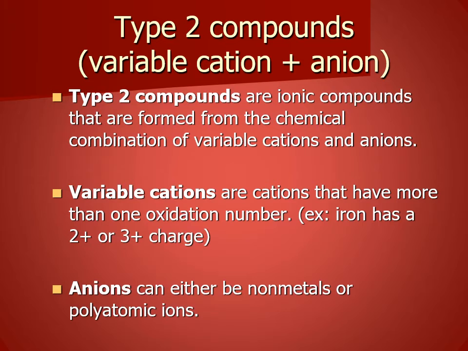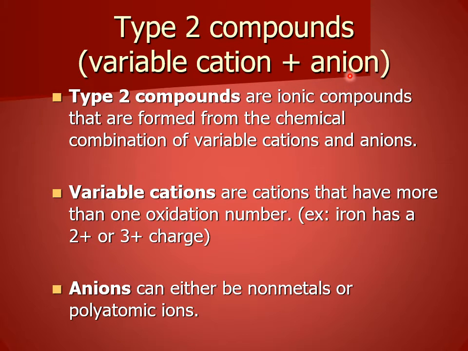Type 2 compounds will be unique in that they will start with a variable cation. This is one of that table B set of ions that you have on your ion sheet. That by no means is a complete list of all of the variable cations, but if you need the periodic tables that I gave you at the beginning of the year, I still have them available upon request. You'd have to go to the high school and pick them up, though. There are many variable cations indicated on that, but we'll go with our list.